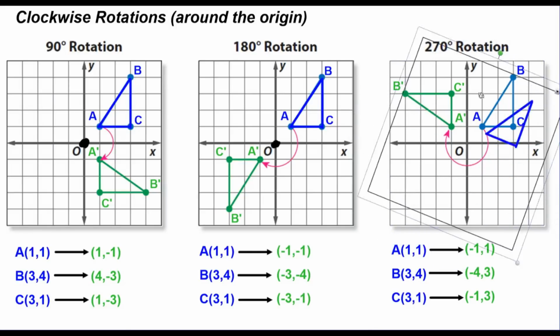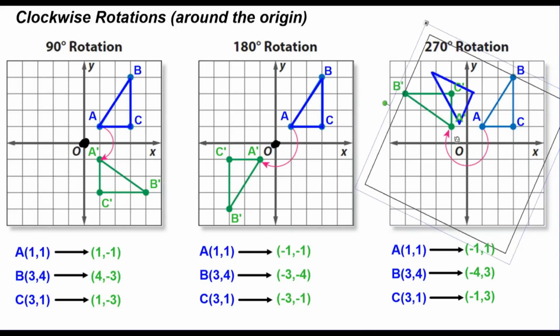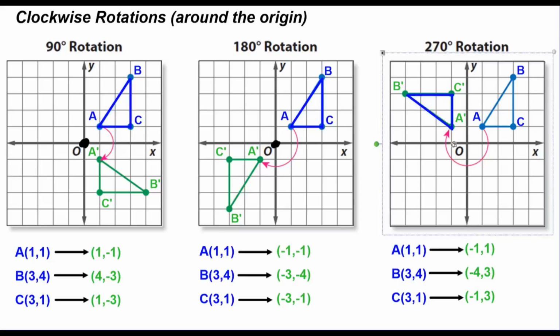What's happening to our ordered pairs when we make a 270 degree rotation around the origin? Well, again, our A point started at 1, 1 and then became negative 1, 1. The B point started at 3, 4 and became negative 4, 3. And then the C point started at 3, 1 and became negative 1, 3. So again, just like with the 90-degree rotation, the ordered pairs are reversed. They're flipped. But now instead of the Y value becoming opposite, it's the X value that becomes opposite.